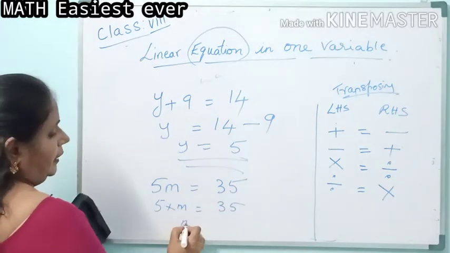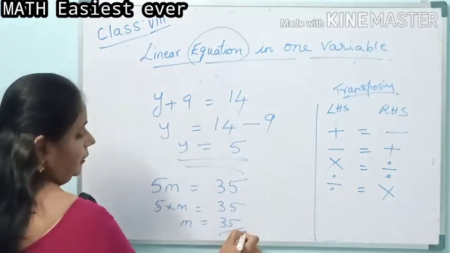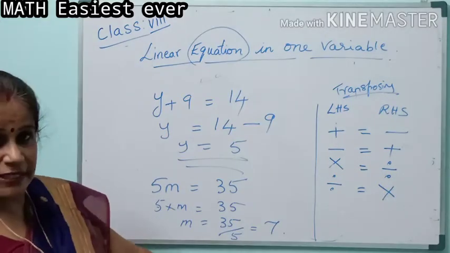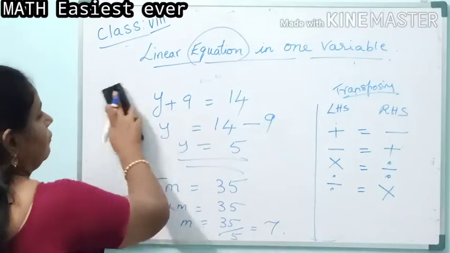So what will I get here? m is equal to 35 by 5. When 5 comes here, 35 by 5 is 7. So your value of m is 7. You can check it. 5 into 7 is 35. Let's go for another one.